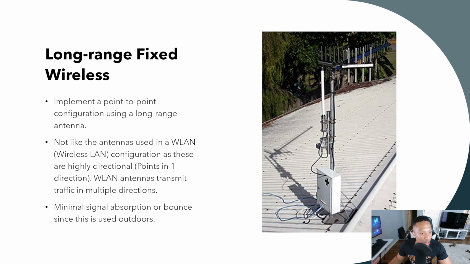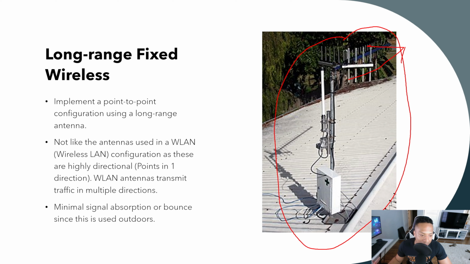All right, so let's go ahead and talk about long-range fixed wireless. Now, what the heck is this big thing? Well, that's an antenna. Essentially what this does is it allows you to implement a point-to-point configuration. This is a long-range antenna. As you can see, it's kind of pointing this way, so there's probably something on the other side somewhere, maybe another building or something like that. And it's just a point-to-point wireless configuration.